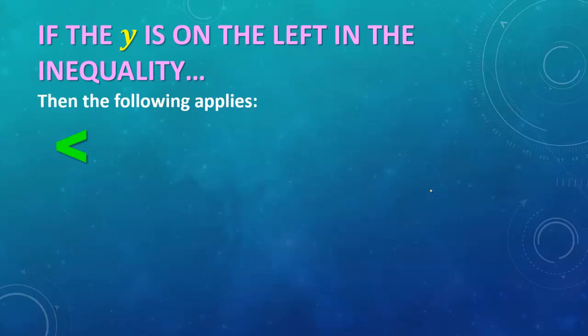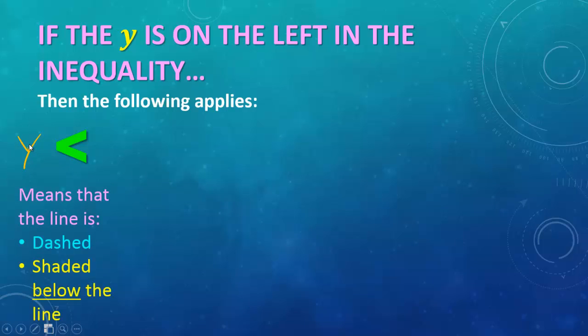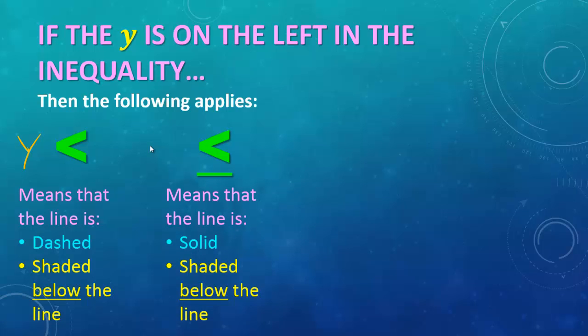All right, so let's say, and these are all if your variable is on the left side, if y is less than, that means the line is dashed because there's no symbol like this underneath. If it was less than or equal to, it would be solid. But if it's less than, then it's dashed. And it's also shaded below the line because y is less than whatever is on the other side. If it's less than or equal to, it's solid and shaded below the line.